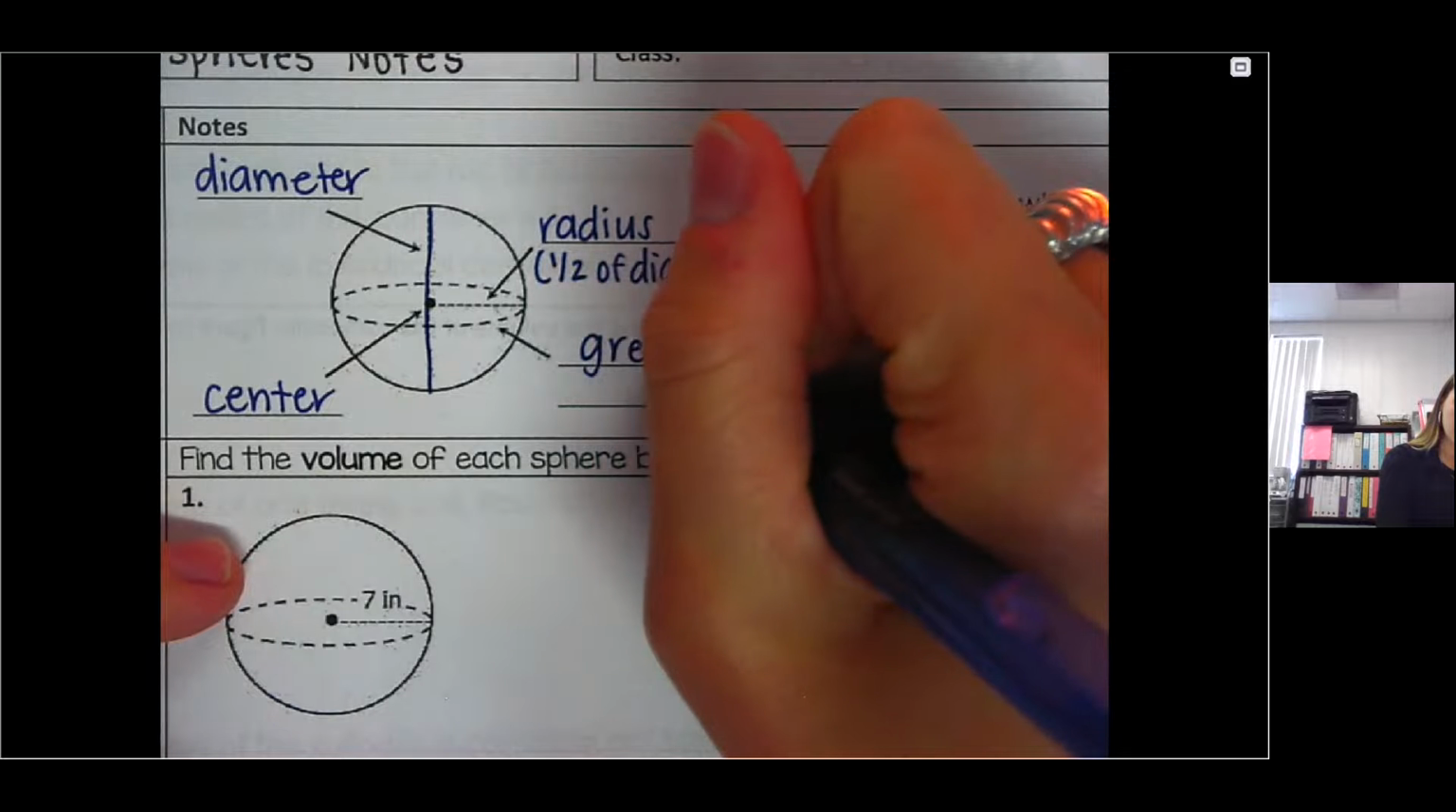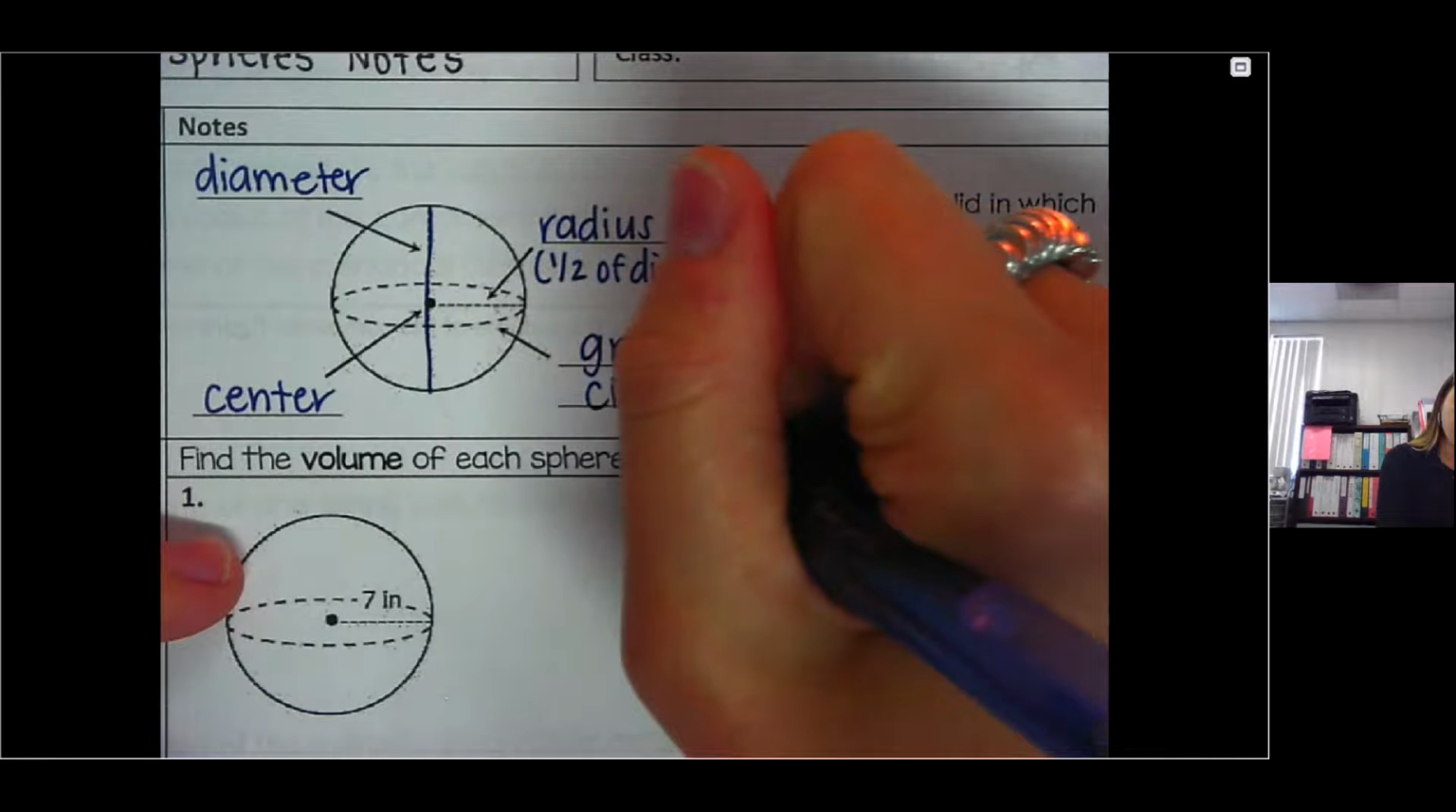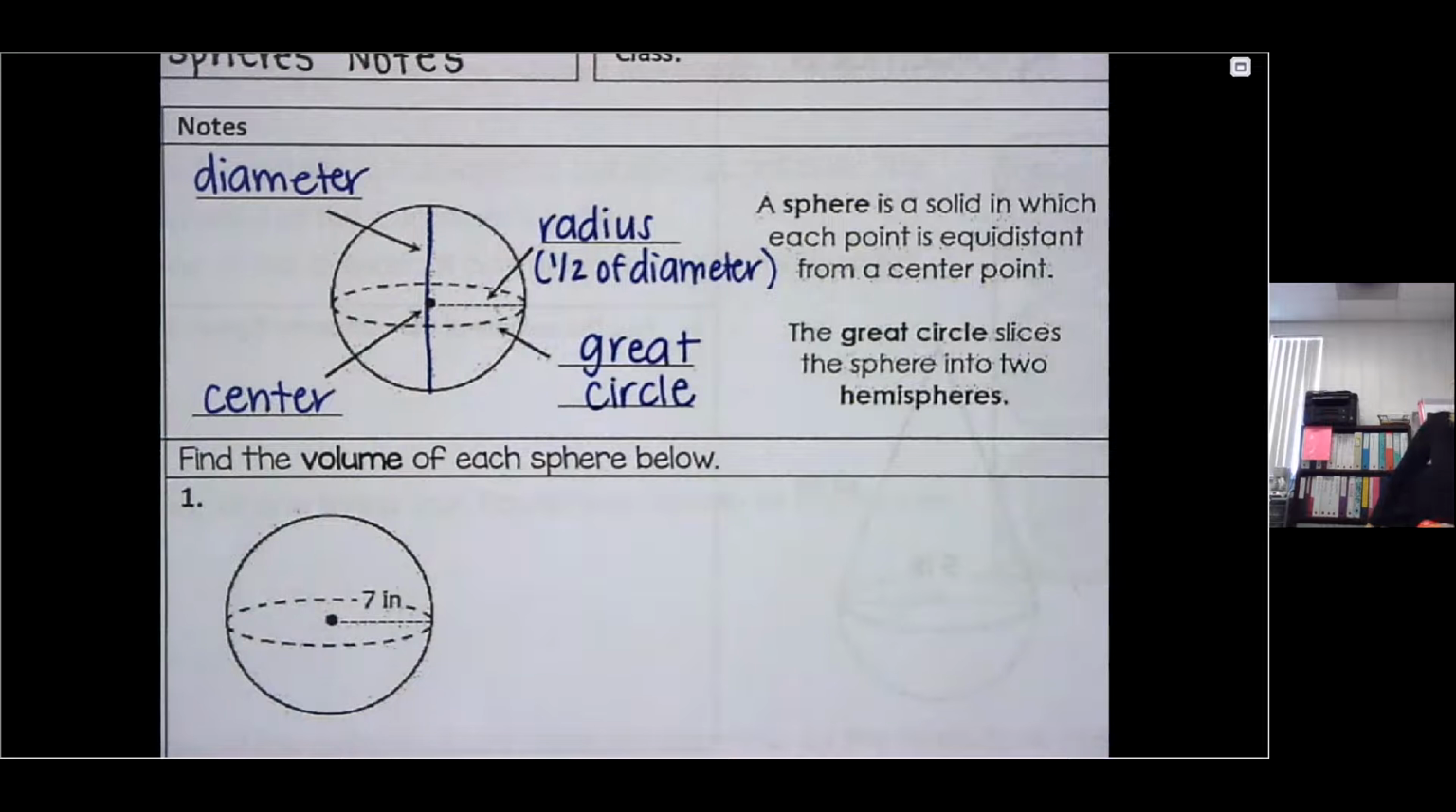Question. So the great circle is shown in the middle. Could it be anywhere on the sphere? Doesn't necessarily have to be like left to right. It could be up, down, it could be diagonal. Because it's equidistant, there's an infinite number of ways to turn your sphere. But no, a great circle has to be in the center because the great circle divides it into 2 hemispheres. Good question though, but it has to go through the center piece.